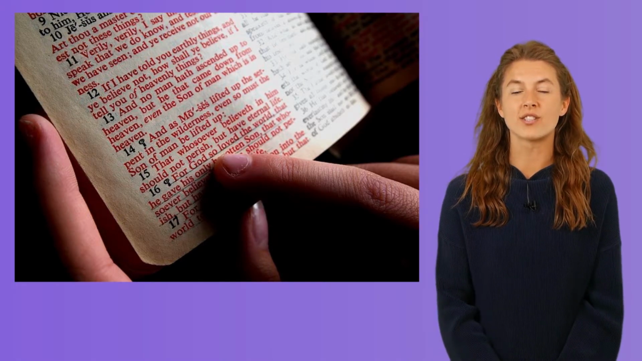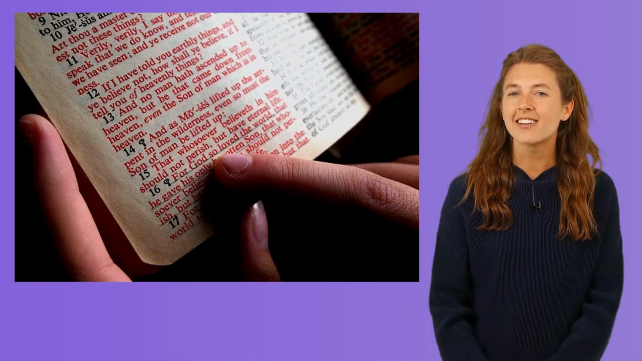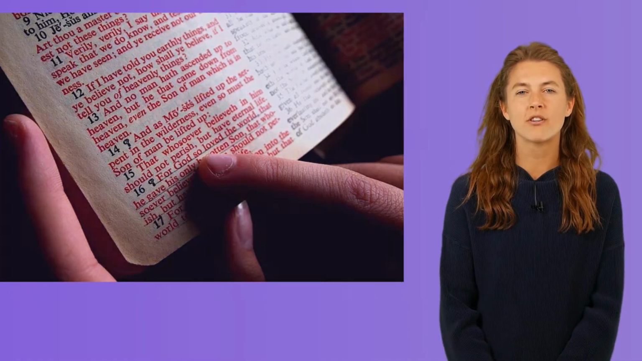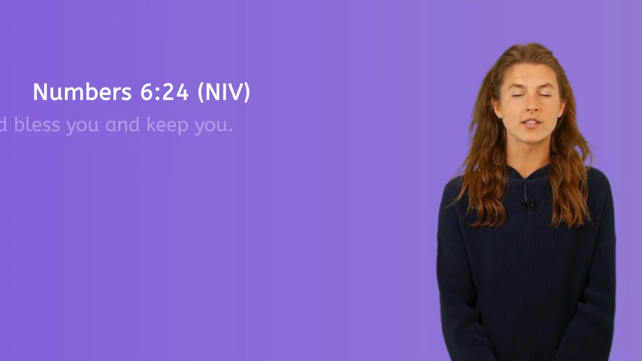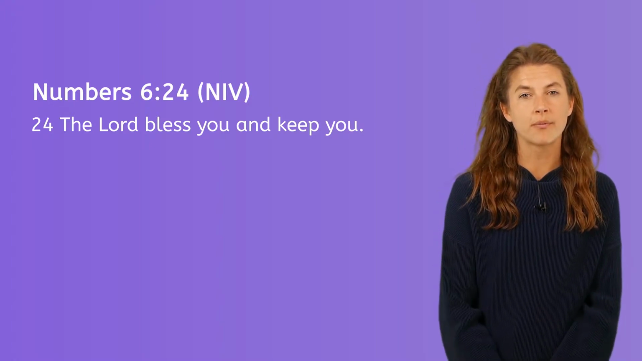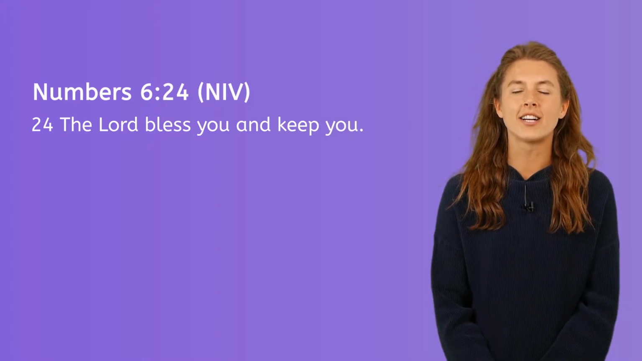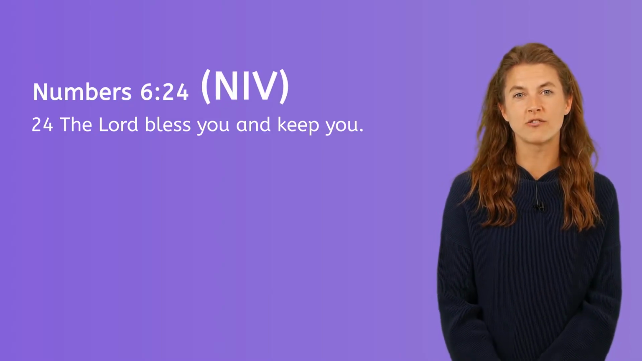Books, chapters, and verses are written in a special way. They are like an address to tell you the exact location of a Bible story or message. For example, Numbers 6:24. The first word is the name of the book. The first number is the chapter number, and the next number is the verse. This is the verse Numbers 6:24. The Lord bless you and keep you. You will notice the letters NIV, which tell you this verse is taken from the New International Version of the Bible.